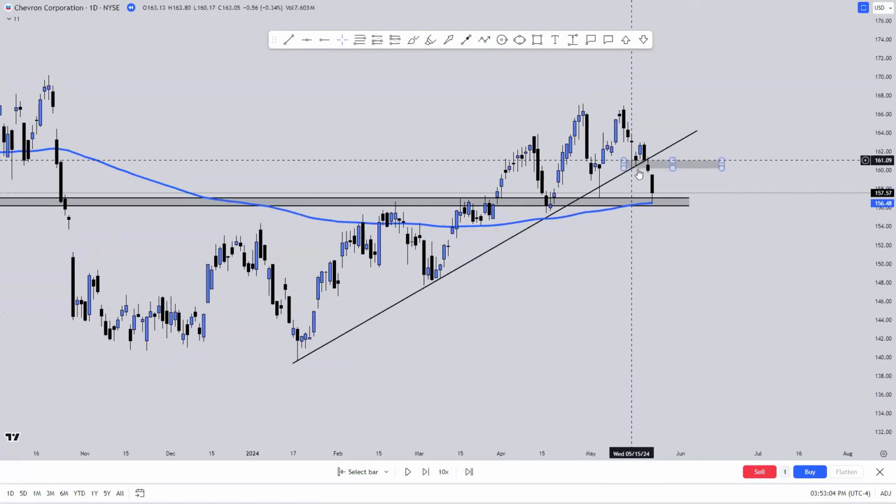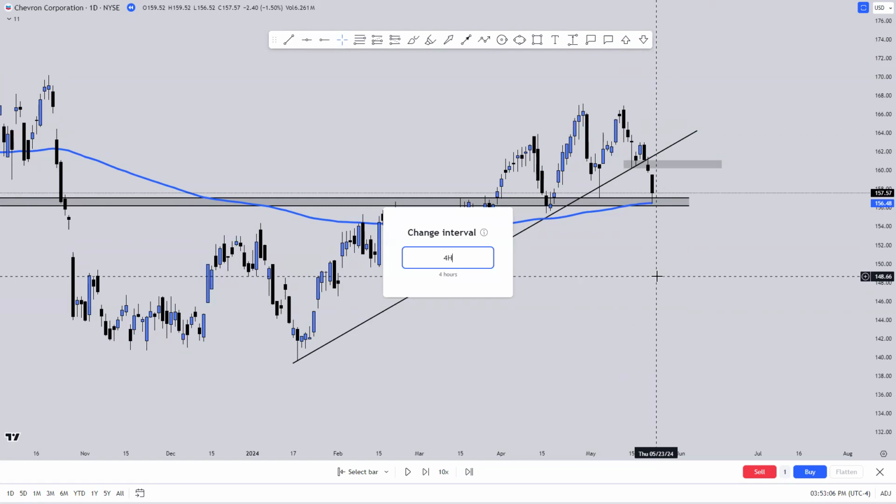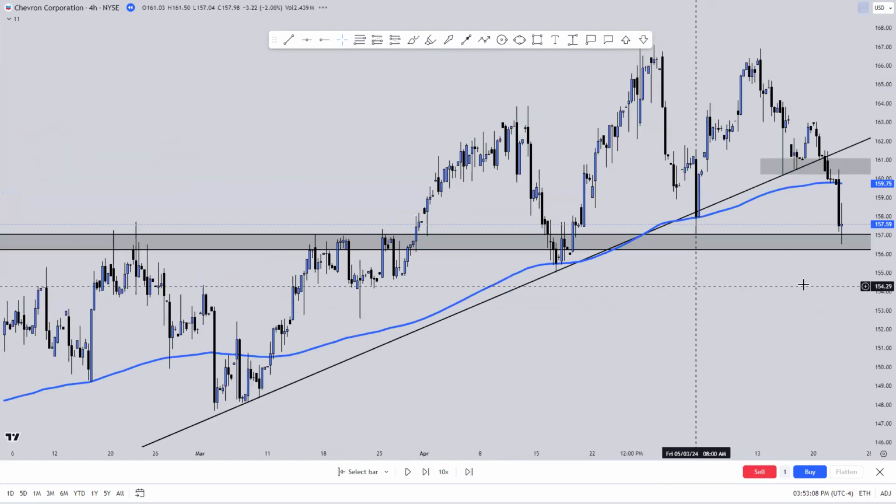If you want to get a better look at this level, take a look on the 4-hour chart. You can see what it really looked like.